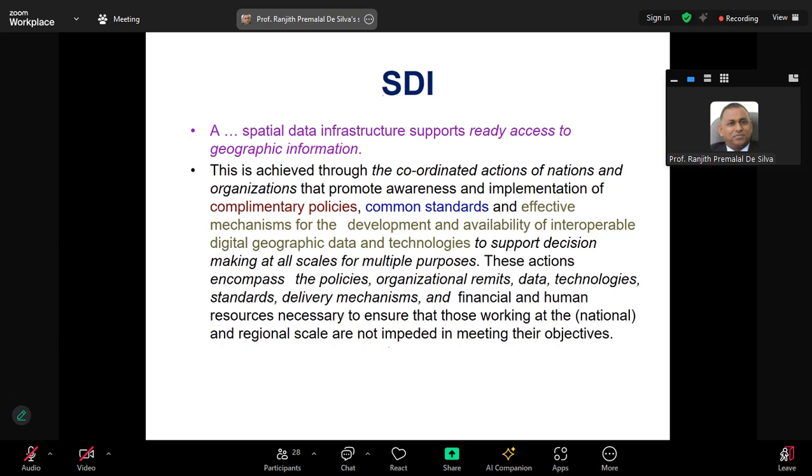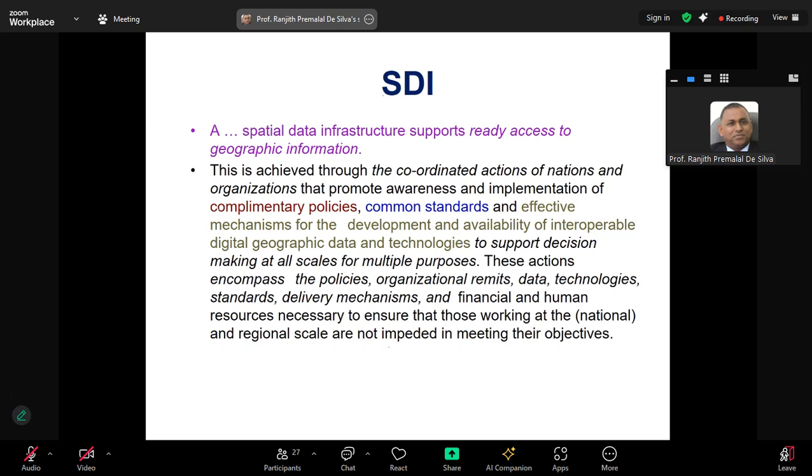So interoperability is a keyword that we use in NSDI. All the data products and services we put in are interoperable. They work on any platform. Sometimes you may need some conversion, but they can be used. In some cases you don't need any conversion. You can use them across any platform.